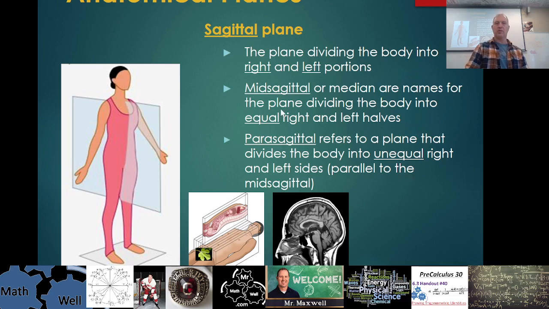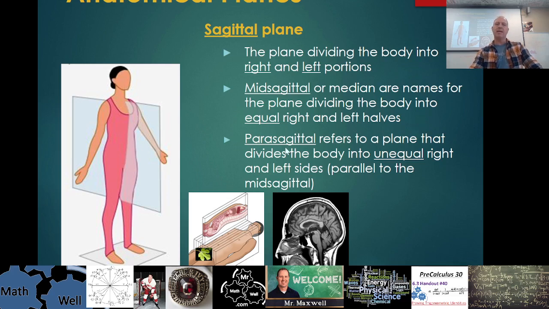Okay, so the first plane we'll talk about is the sagittal plane. This plane divides the body into left and right portions. Okay, so again, as we stand facing frontward, the sagittal plane is this plane that divides the body this way, right through the middle. Mid-sagittal or median are the names for the plane dividing the body into equal right and left halves. So we could have a plane that goes through front ways, but off to the side here. We could have a plane that divides your body exactly in half. That's the mid-sagittal, often the one we'll refer to or use a lot.